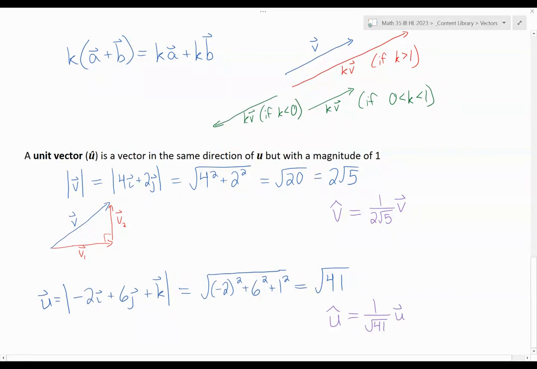That is then scalar multiplication. It's a vector that is in the same direction, parallel to the original vector, but its magnitude is now just going to be 1.